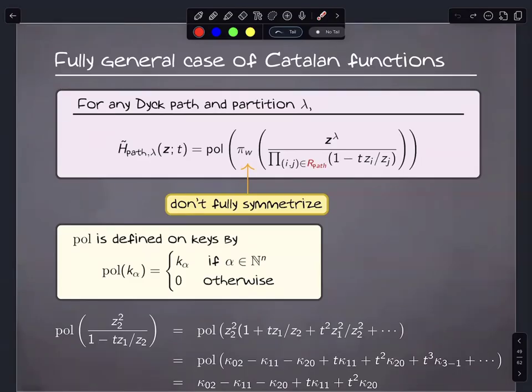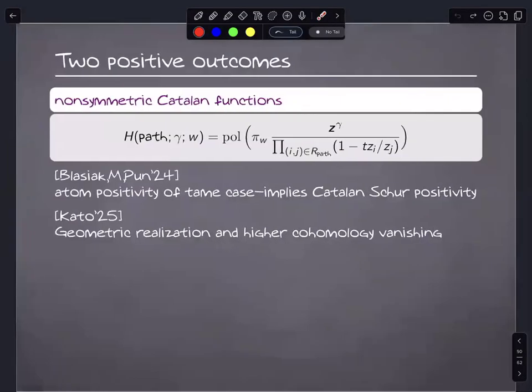And so that was kind of what enabled us to prove that the non-symmetric versions in particular cases were atom positive. And remember, that implies Schur positivity when you symmetrize. So the key tool here was that in the non-symmetric setting, there's a rotation theorem that allows for inductive techniques that you couldn't get when you restricted to the symmetric case.